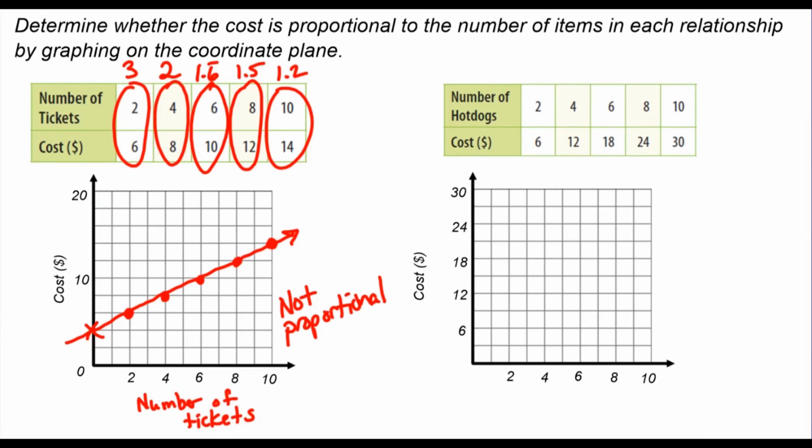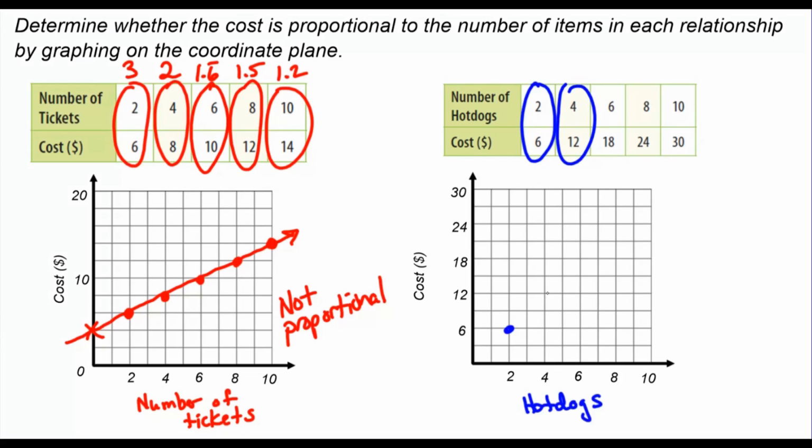Let's look at the next graph and let's plot this on our grid and see if it's proportional. Number of hot dogs and cost. So 2 hot dogs cost $6. So I'm going to put that point on my graph. And this is hot dogs here. This is my independent variable. That's going to go on the x-axis.